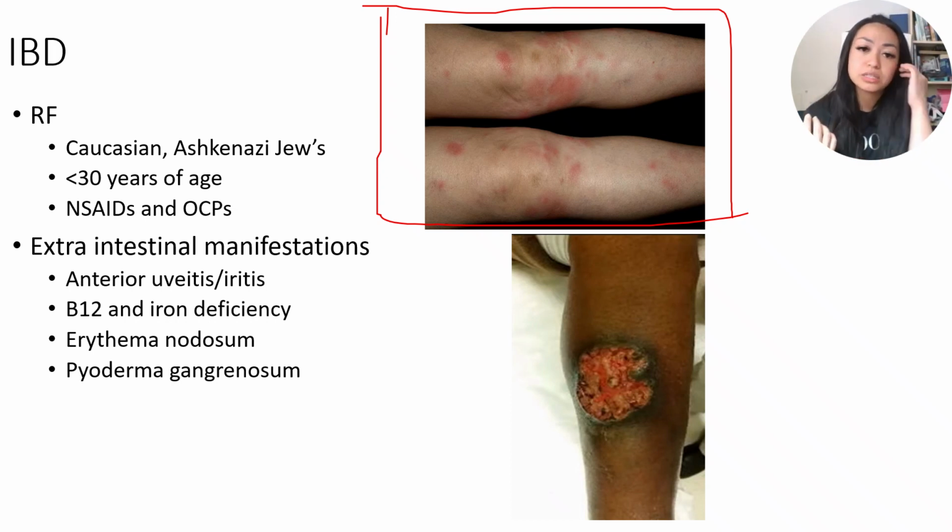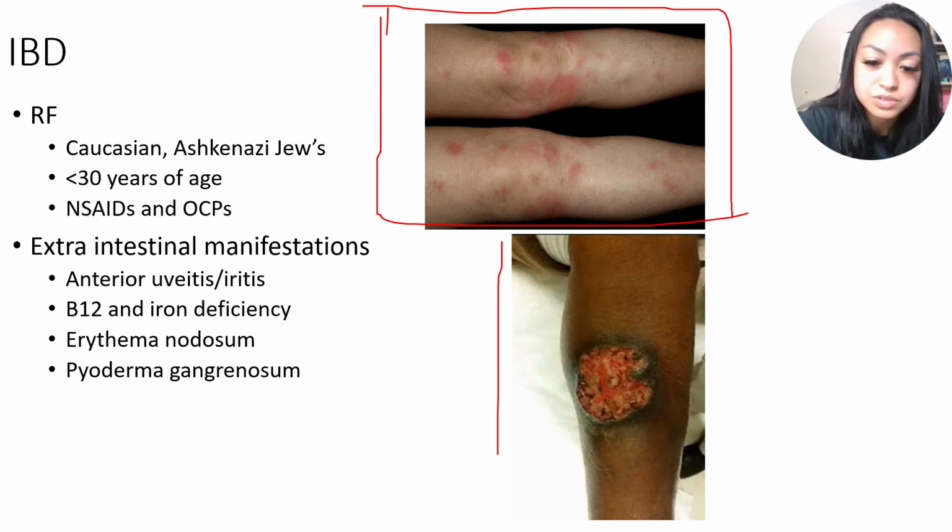Okay, this is not specific for IBDs. Actually, this can be found in leukemia, for instance, even in sarcoidosis. So ulcerative colitis and Crohn's as well. So it's not pathognomonic for IBD. It's just it can be seen in IBD. So remember erythema nodosum. The next one is pyoderma gangrenosum.